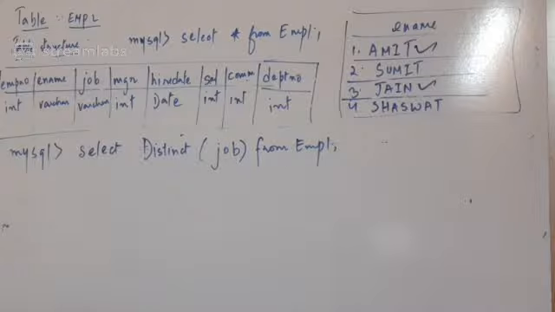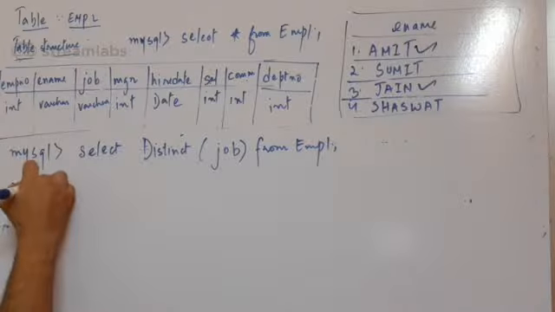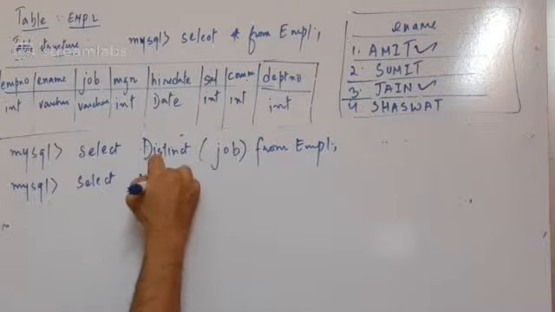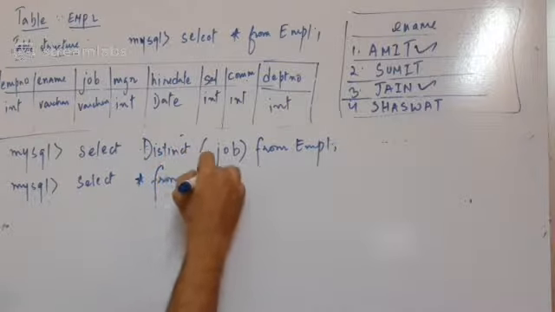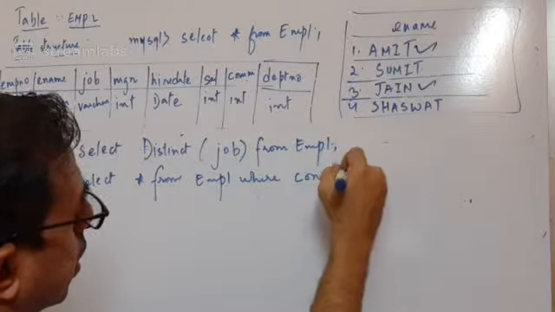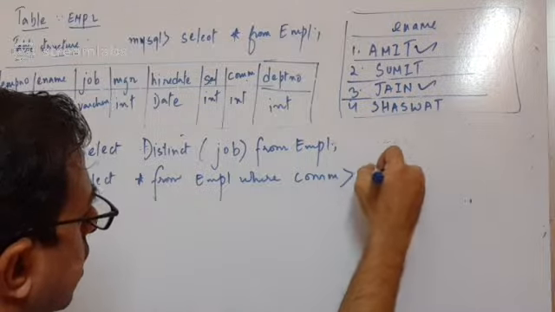Now the next query will be: list the details of all the employees who earn more commission than their salaries. So you'll have to find out the details of all those employees whose commission is more than their salaries. So again in the MySQL prompt, select asterisk from your table name where commission is greater than your salary.